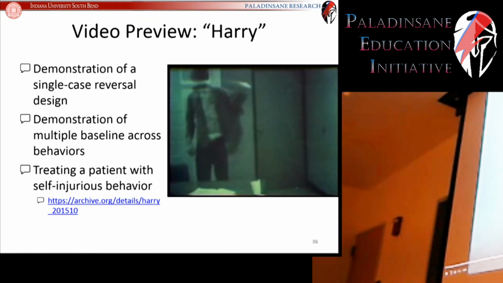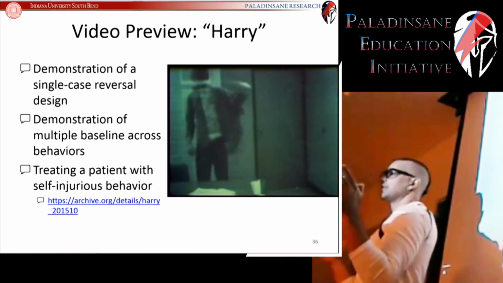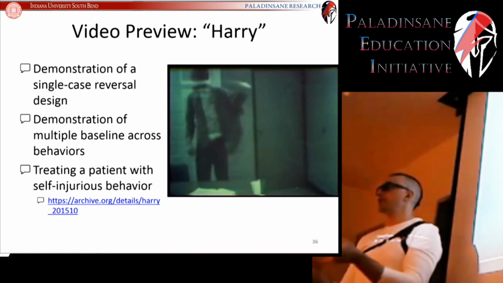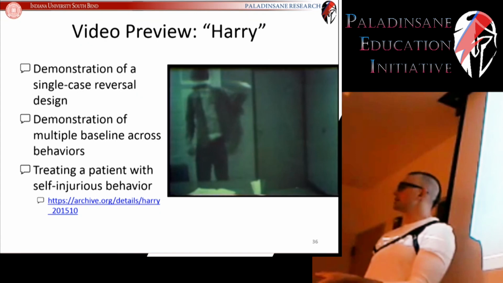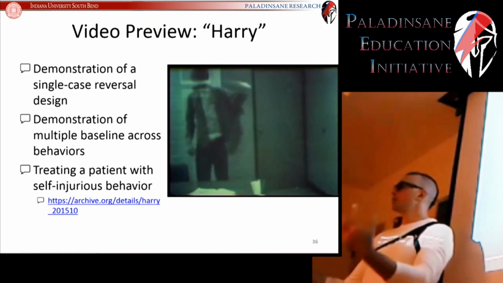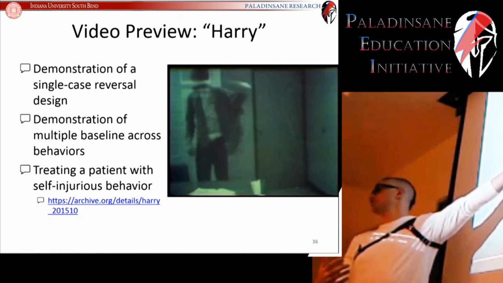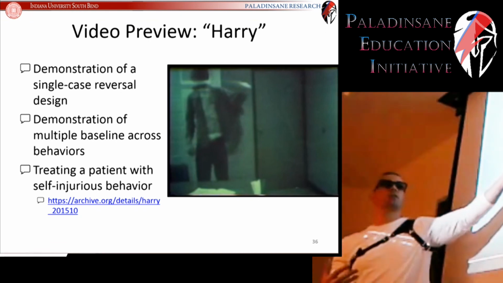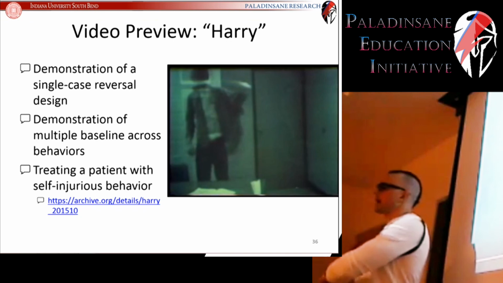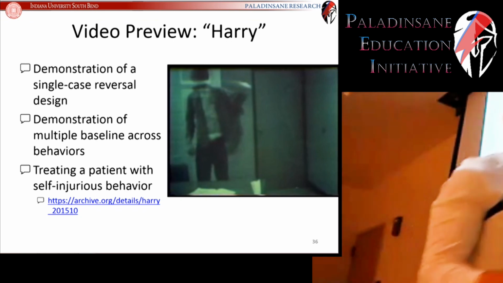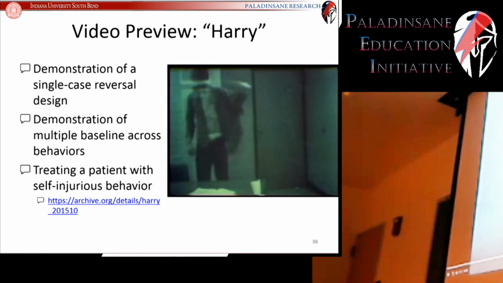All right, so we're going to pause there. At this point, we've seen all outcomes of the treatment contingency. We've seen that if Harry does the task that he is given without self-abusing, he gets his restraints back. If he self-abuses during that time, or if he refuses to do the task, they remove the restraints out of the room for 5 minutes. So that is the essence of the treatment program.